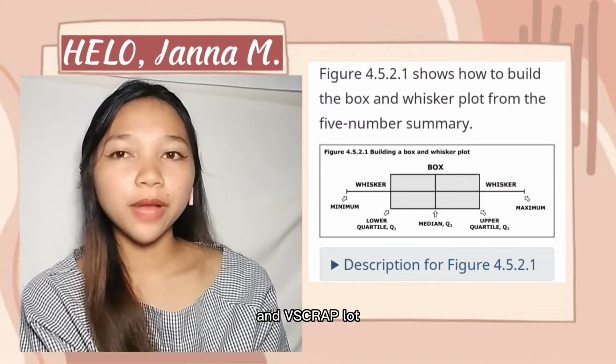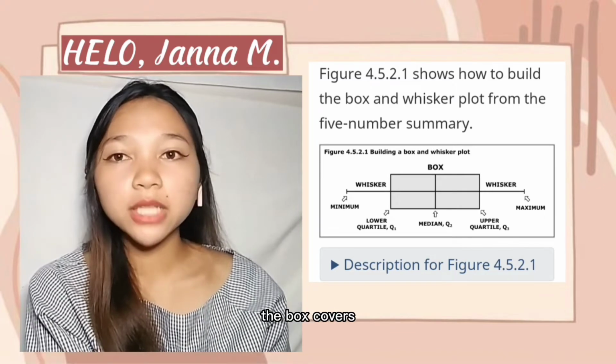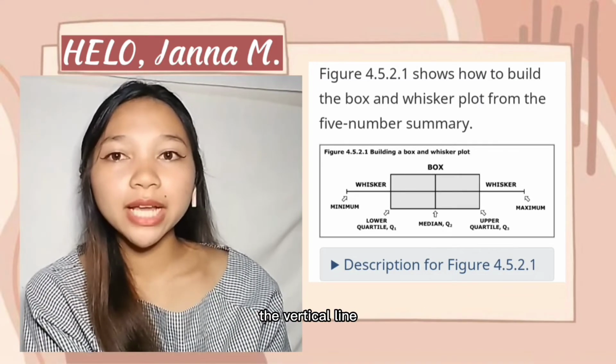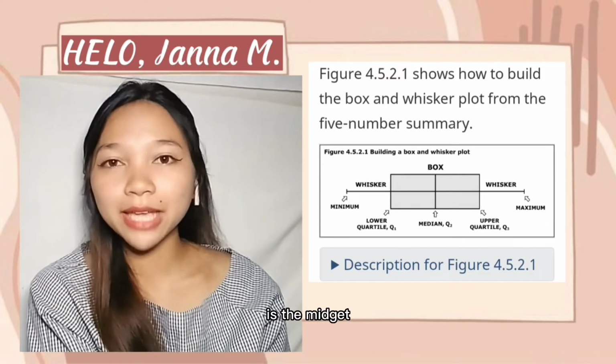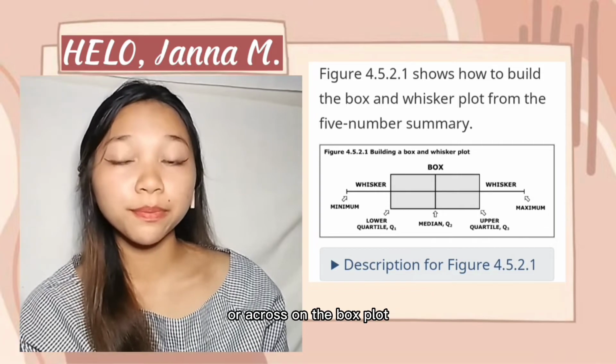In a box and whisker plot, the left and right sides of the box are the lower and upper quartiles. The box covers the interquartile interval where 50% of the data is found. The vertical line that splits the box in two is the median. Sometimes, the mean is also indicated by a dot or a cross on the box plot.